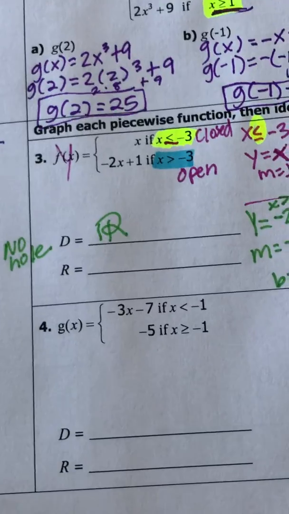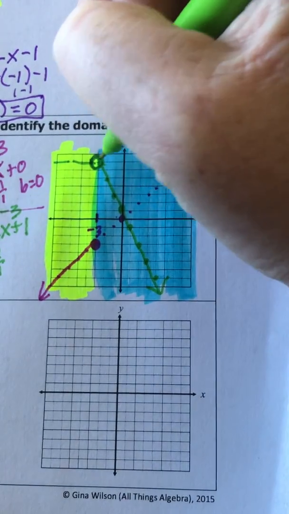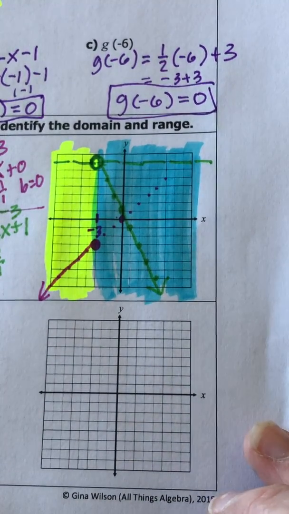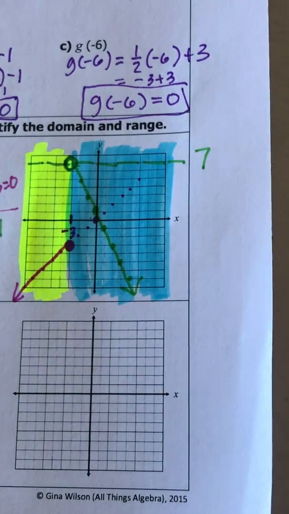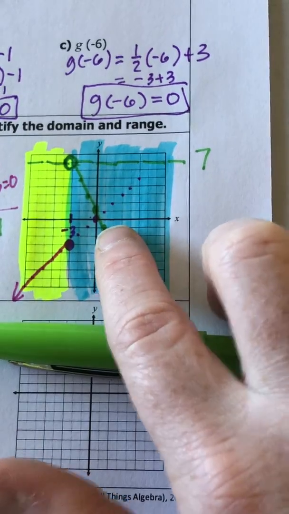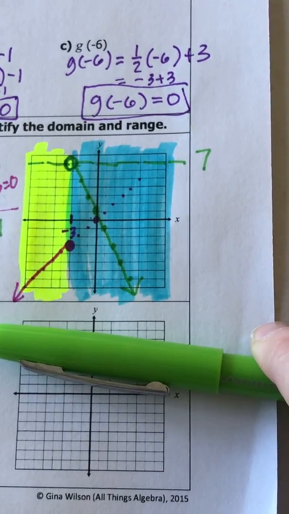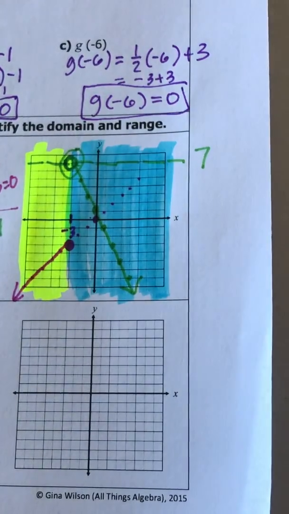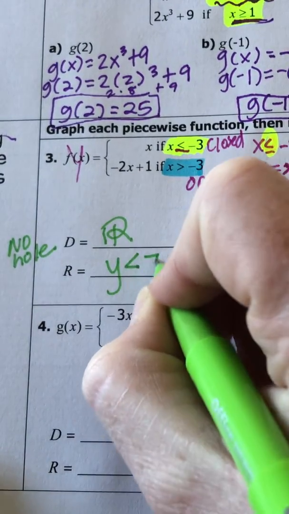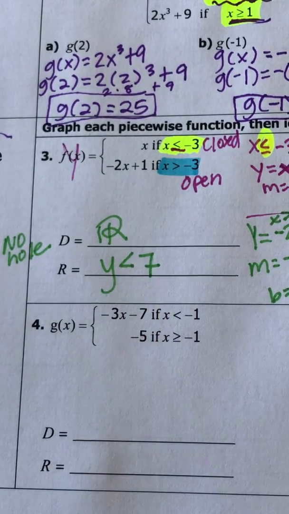All right, and our range, well, there's a clear y value up here that the graph does not go above. And that is a y of 7, okay? For all other y's, there is either one value or even two values, okay? So it's going to be below 7 and open circle, okay? So that's y is less than 7, okay? Open circle at 7, and the rest of the graph is going below it.